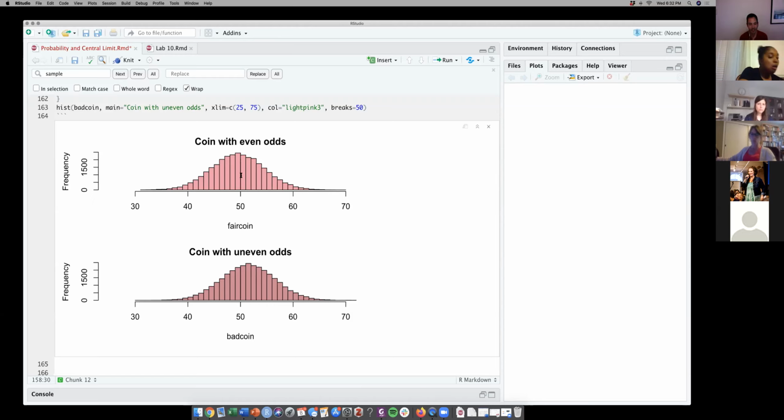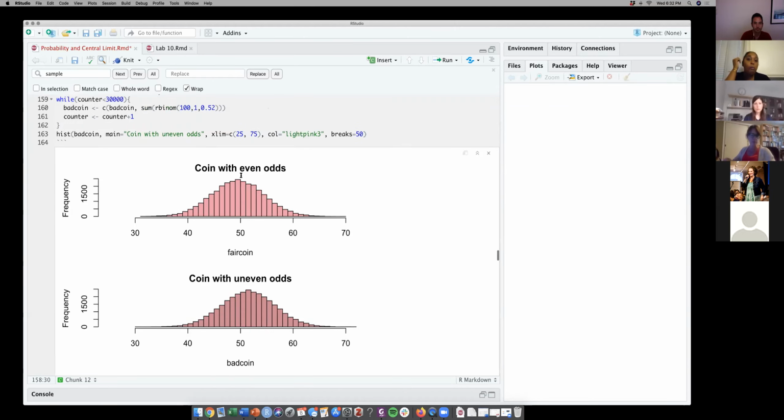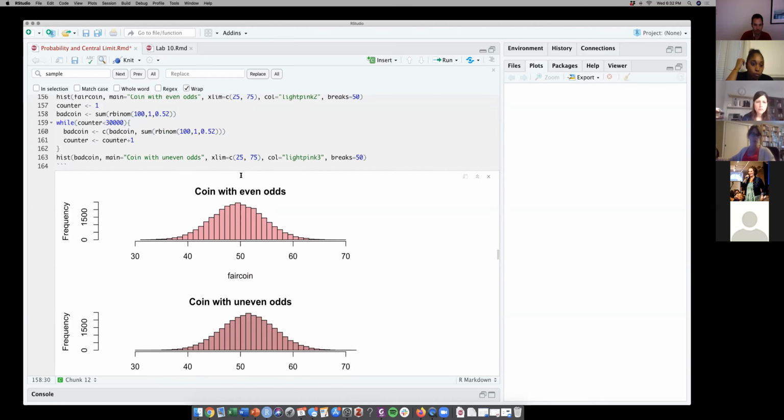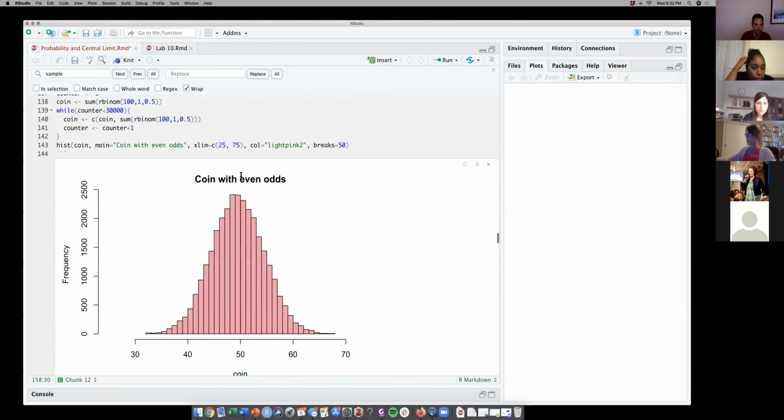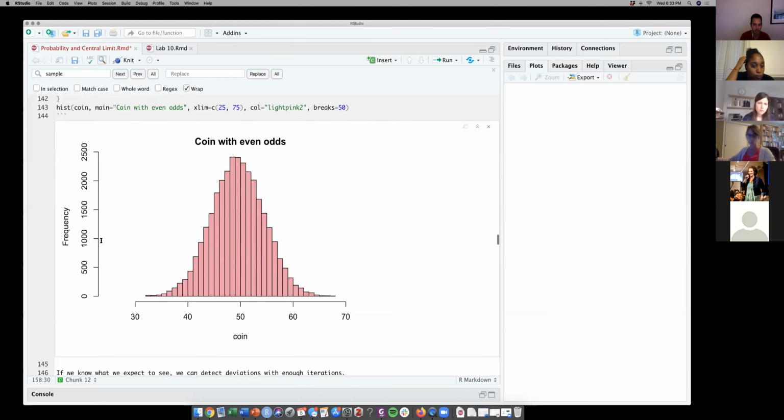All right, have I lost anyone? A little bit, but what is the frequency referred to? If there were 30,000 flips, how come the y-axis only goes up to like 3,000 on the first one and 1,500 on the second one? Right, so the frequency is the count.